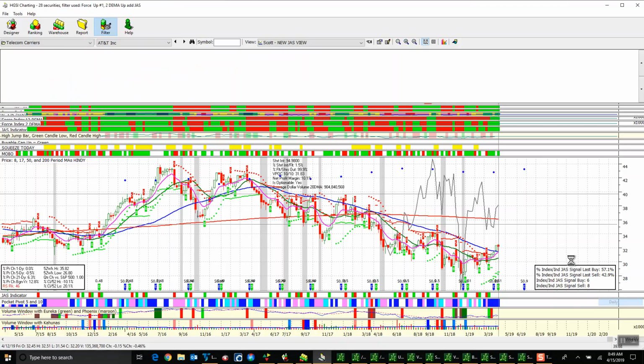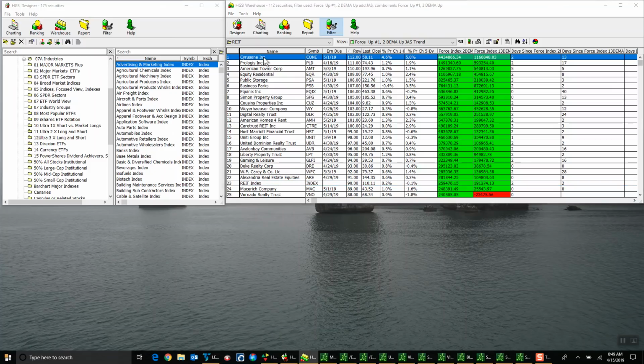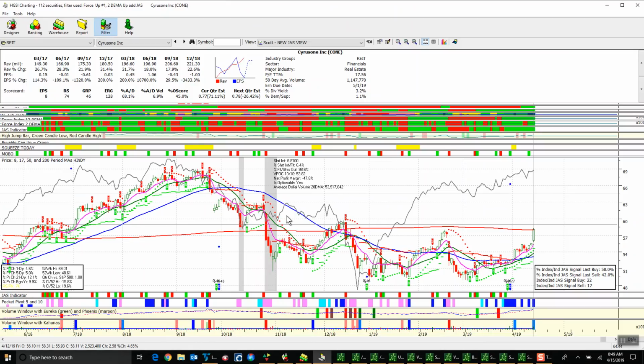Cyrus One Cone is a stock that we've talked about and I've owned in the past. This is one of the data center plays and breaking above the 200-day moving average. I like that. Pocket pivot at a kahuna. My big buy signal came back here. Nice little uptrend since. That's what I'm looking for. Pays a dividend. Don't know how to understand its fundamentals. It's a good place to be.